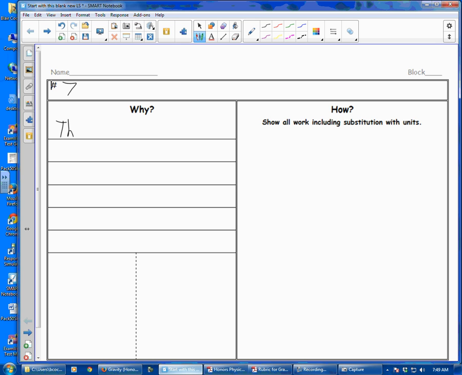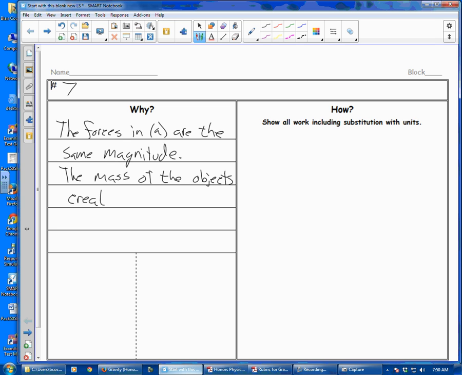I would start off with the forces in A are the same magnitude. What about these objects is creating this force? The mass, yep. The mass of the objects create the forces.